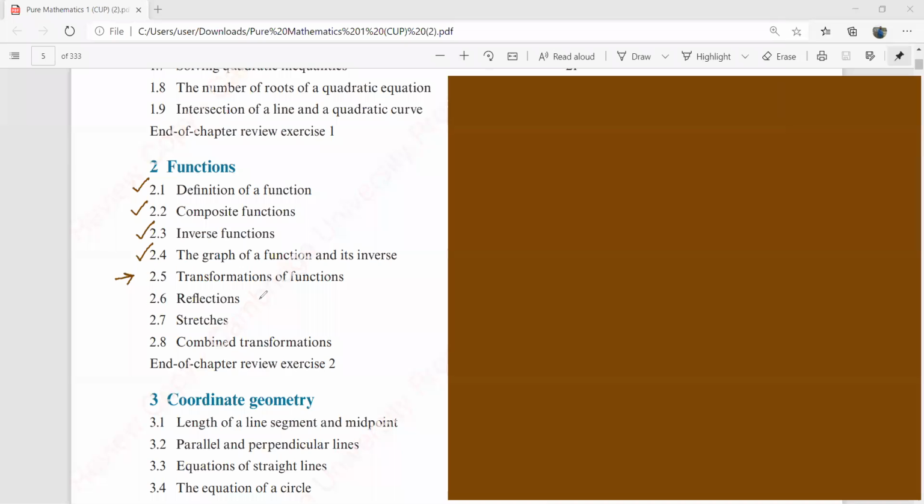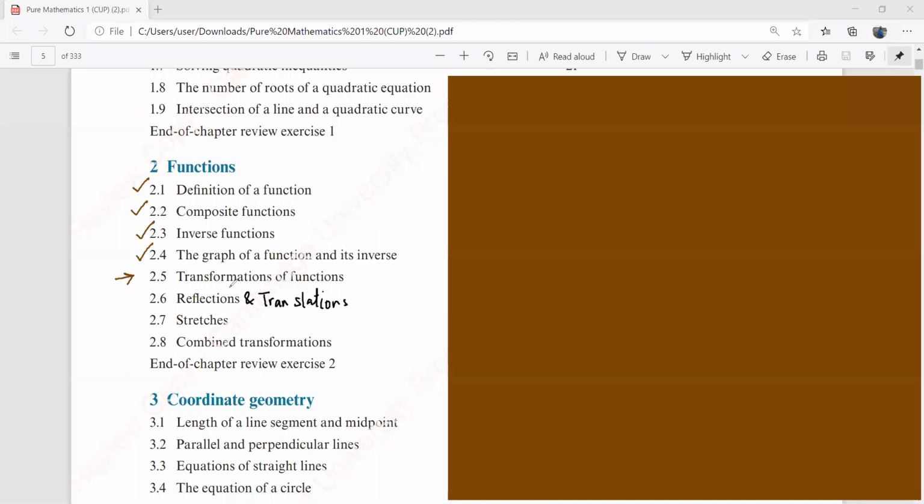And there is one thing he is missing over here. It has to be reflections and the translations. He's not mentioning it here, but I'll be telling you about this, the reflections and the translations. Okay. Before we discuss these transformations in functions, we need to know them.